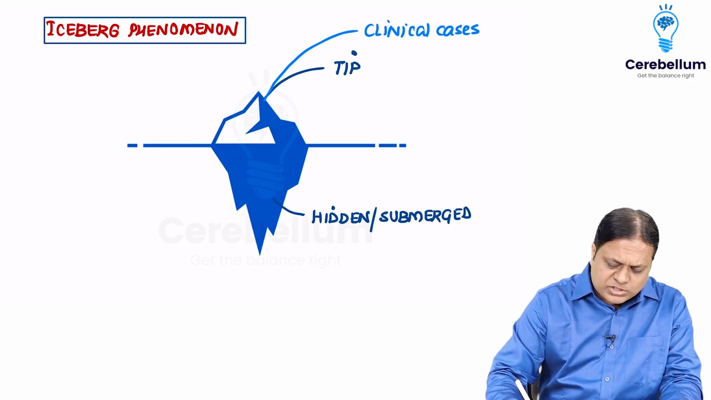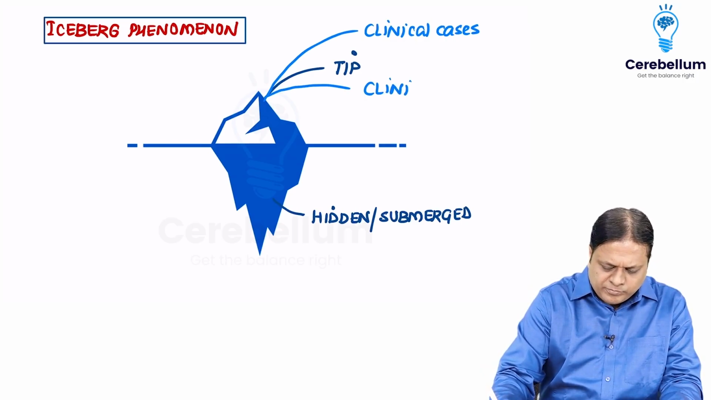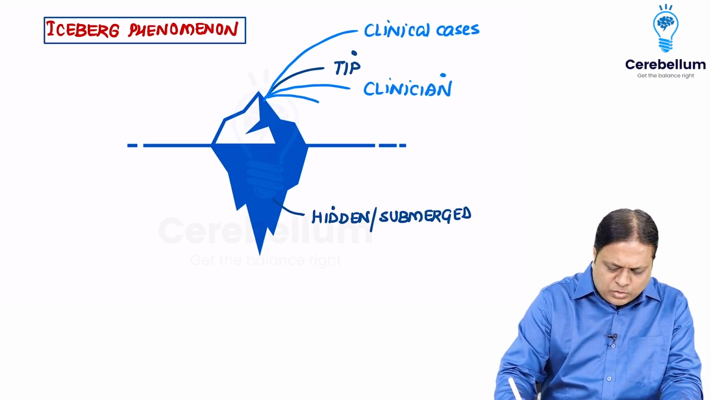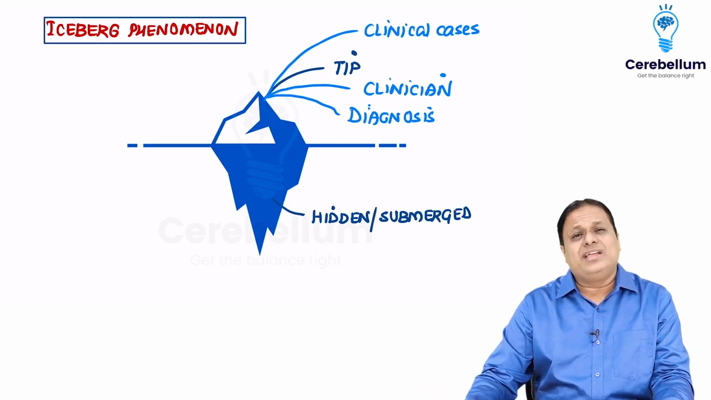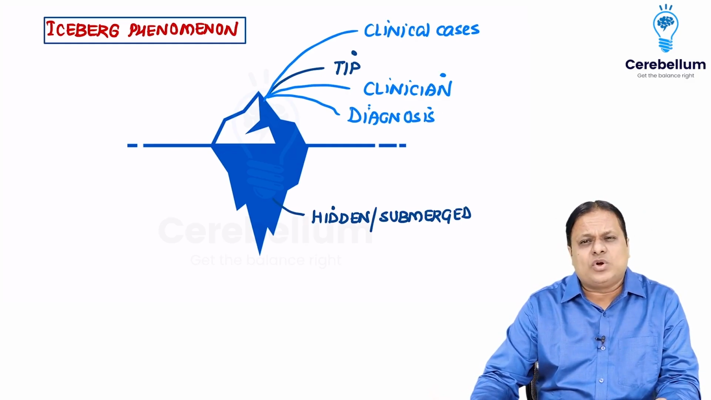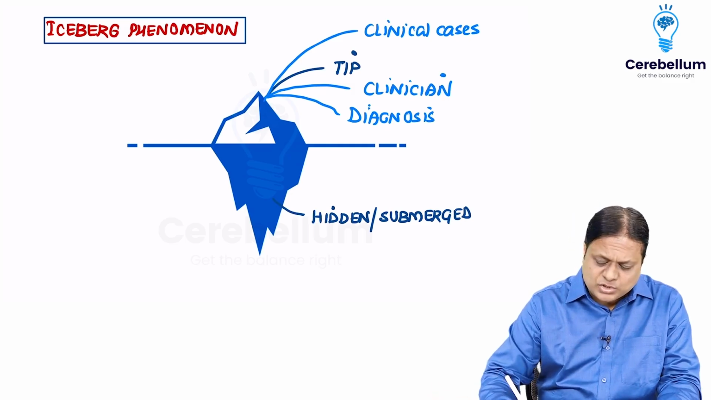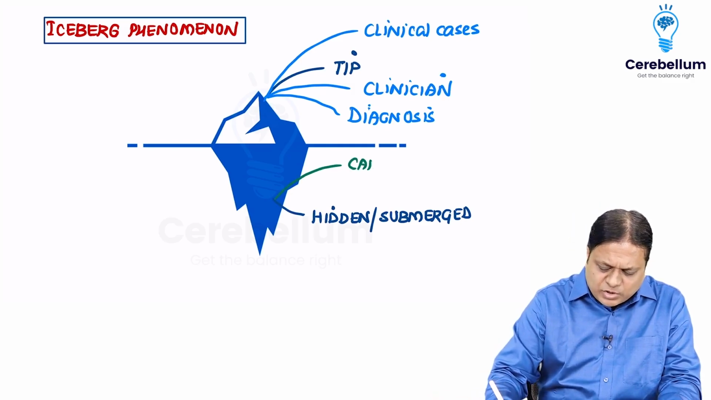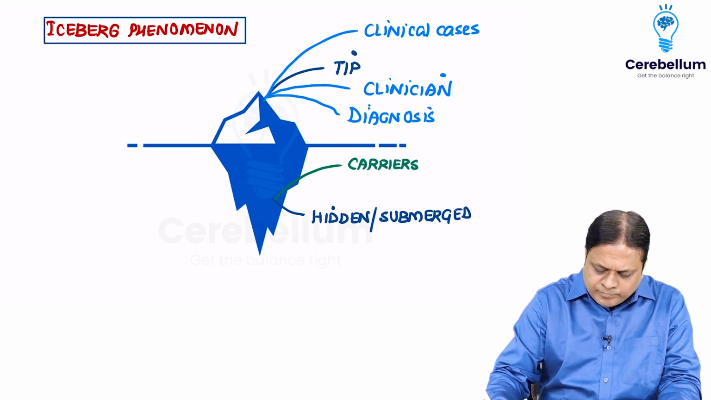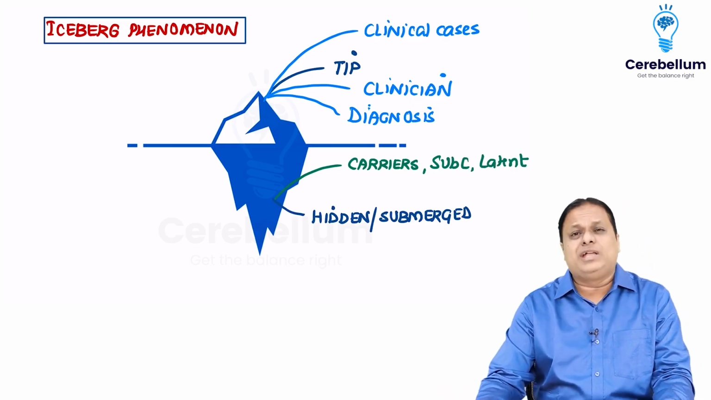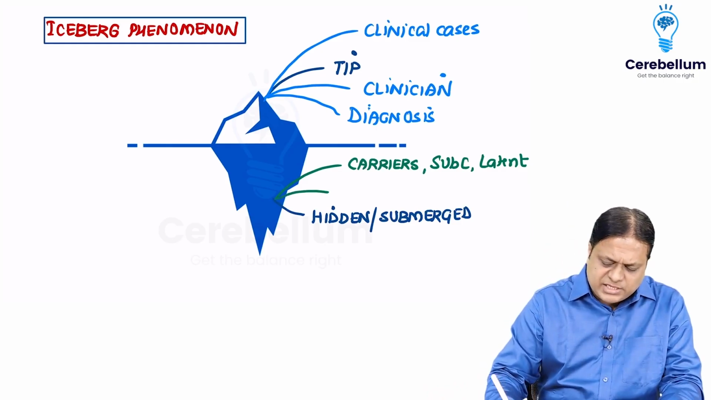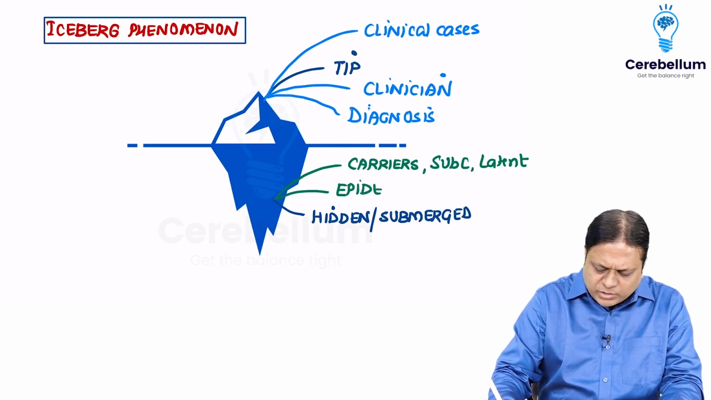So, it is your responsibility as a clinician to diagnose them when they come to you with signs and symptoms. In contrast, look at the hidden portion of the iceberg. This is not visible to you as a doctor because they may be appearing healthy, they do not have signs and symptoms. So this is actually comprising of carriers, subclinical, preclinical, asymptomatic, pre-symptomatic, latent. This is the responsibility of epidemiologists to find out.